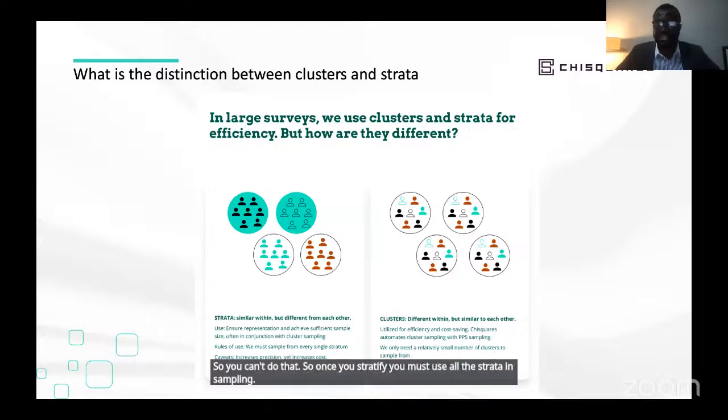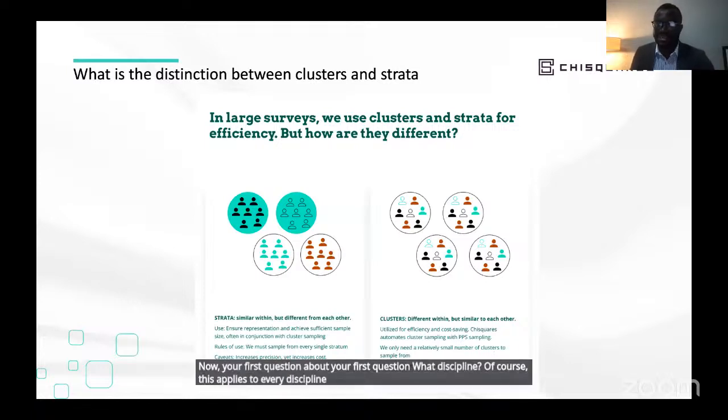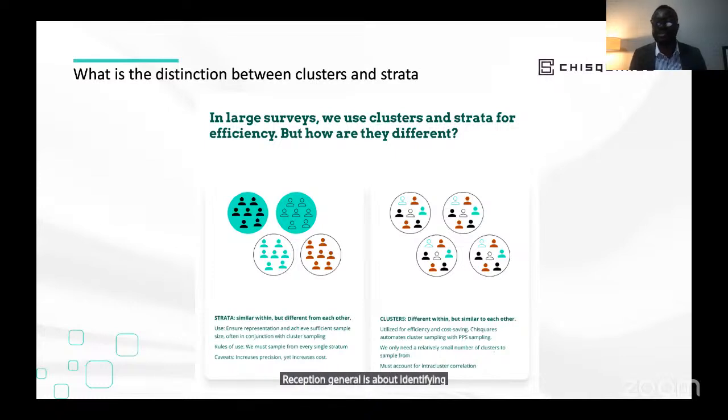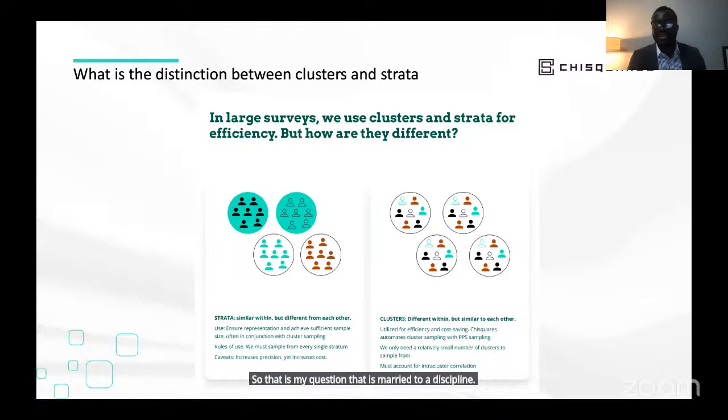Now, your first question about what discipline? Of course, this applies to every discipline. This is not about whether you do social science or anything else, it applies to you. Research in general is about identifying the truth. So the question is, how are you going to select people? That is not a question that is married to a discipline. It's a question for everybody. Does that make sense to you?